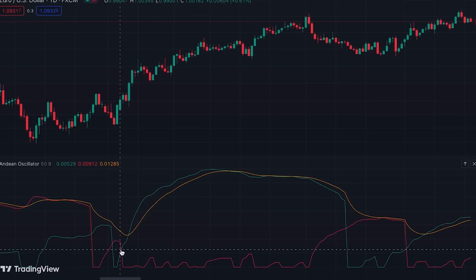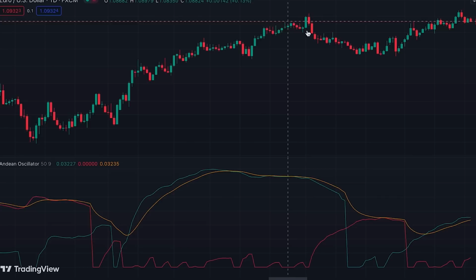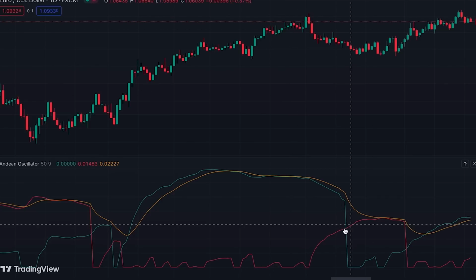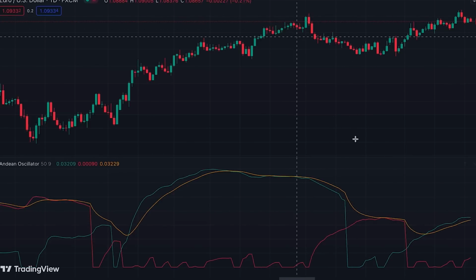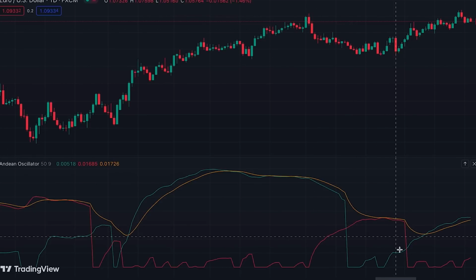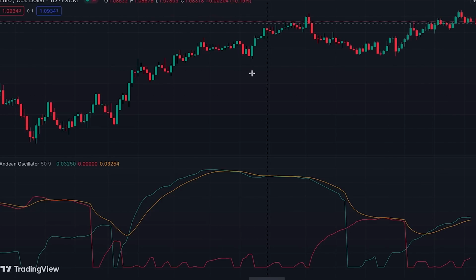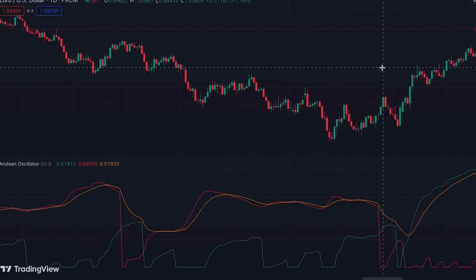For example, here, after the green line crossed over the red line, it also crossed over the orange line, so the uptrend is confirmed. But here, after the red line crossed over the green line, it couldn't cross over the orange line, so downtrend is not confirmed here, and you can see that it was truly just a pullback. And here again, the green line crossed over the red line and orange line, showing starting of another course of advancing within this uptrend. We have similar situations in downtrends.